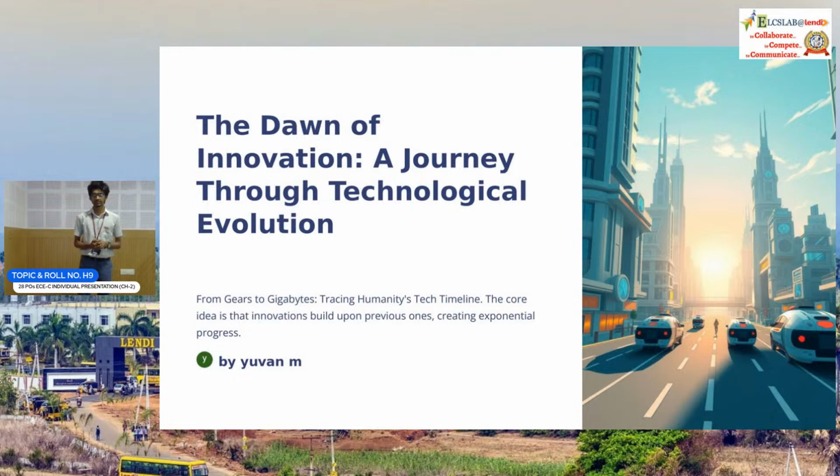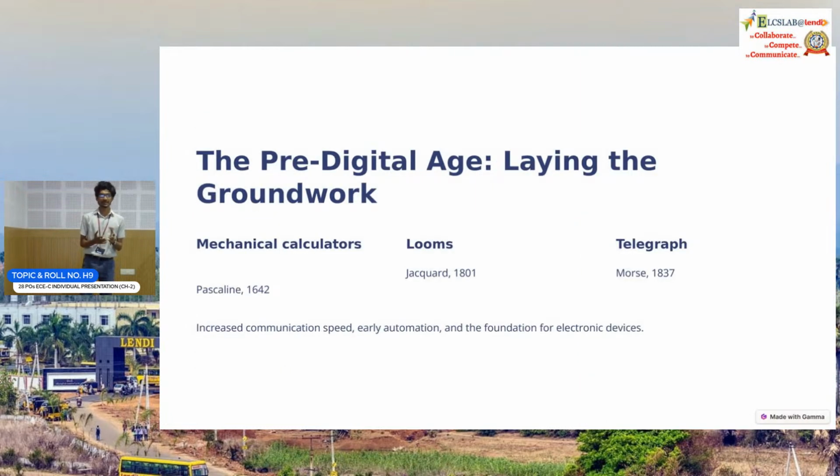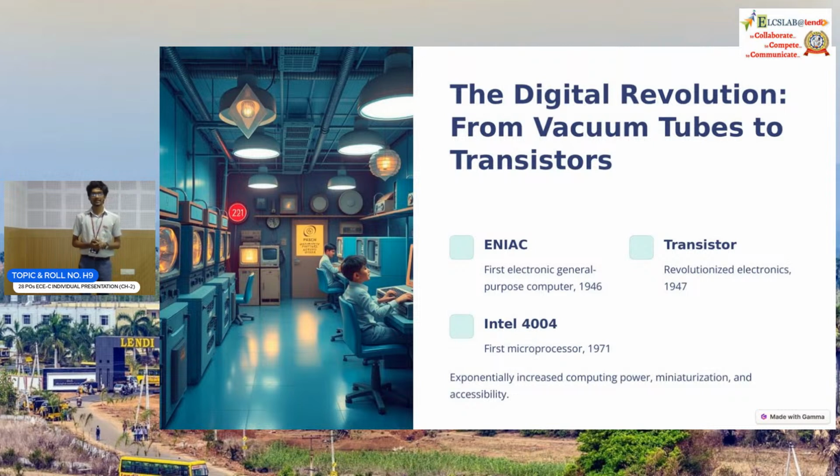Next slide. The pre-digital era, laying the groundwork. Mechanical calculators, looms and the telegraph increased communication, spread daily automation and laid the foundation for electronic devices. The digital revolution, from vacuum tubes to the transistor. The Intel 4004 was the first microprocessor in 1971, and the transistor revolutionized electronics in 1947. Exponentially increased computing power and accessibility.